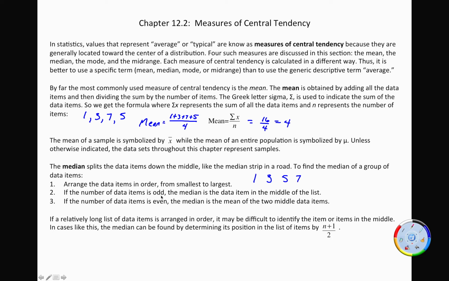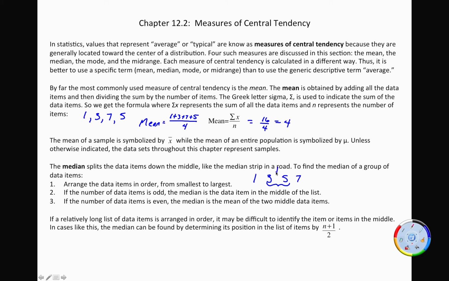If the number of data items is odd, it's simply the data item in the middle. But if the number of data items is even, like we have right here, 4 data items, then the median is the mean of the 2 middle data items. So I can do halfway between these numbers. If my numbers are easy like this, 3 and 5, I know what's halfway between 3 and 5.